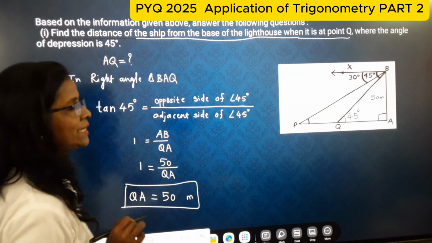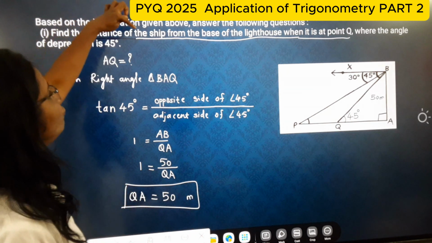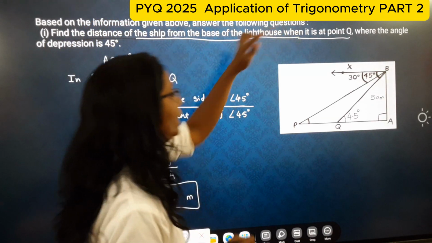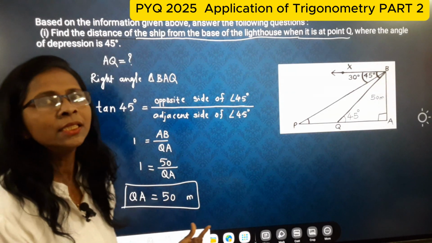So here we can say that the distance of the ship from the base of the lighthouse when it is at Q is equal to QA, which is equal to 50 meters.